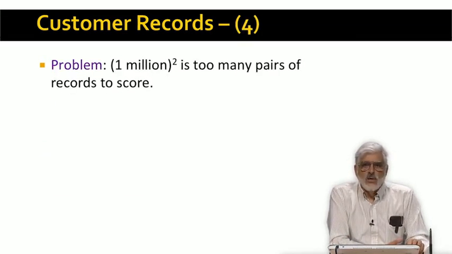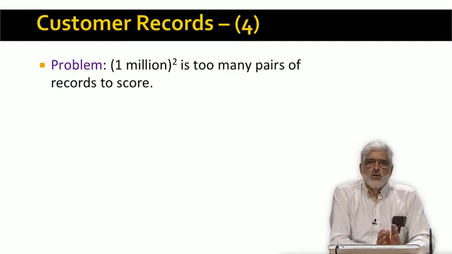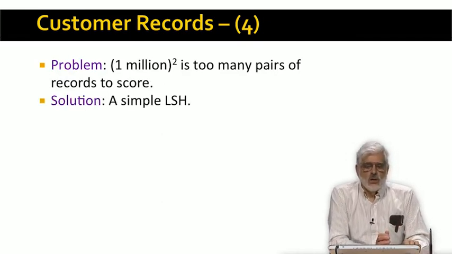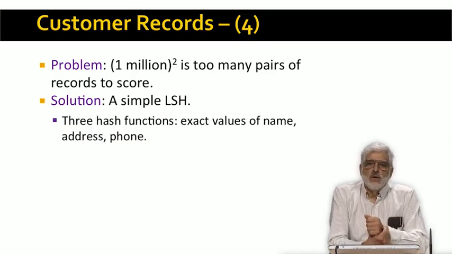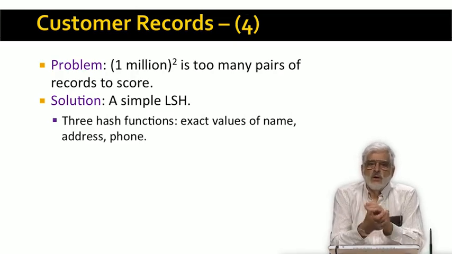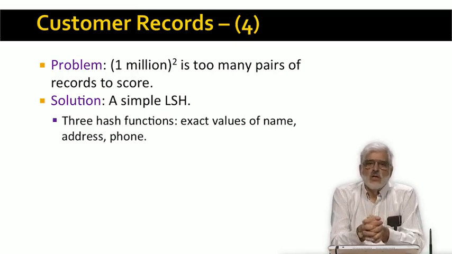So as I mentioned, we can't afford to score all trillion pairs of records. So I devised a really simple form of locality-sensitive hashing to focus on the likely matches. Here we used exactly 3 hash functions. One had a bucket for each possible name, the second had a bucket for each possible address, and the third had a bucket for each possible phone number.